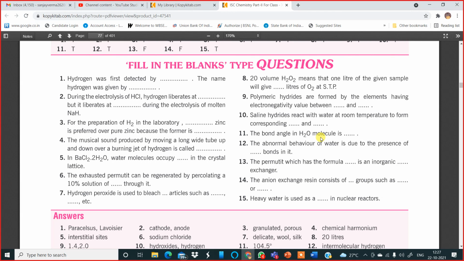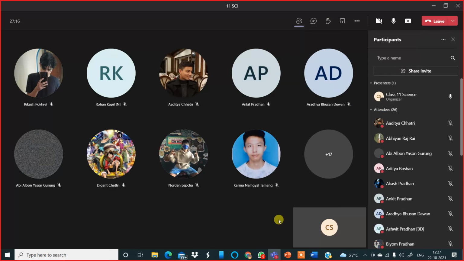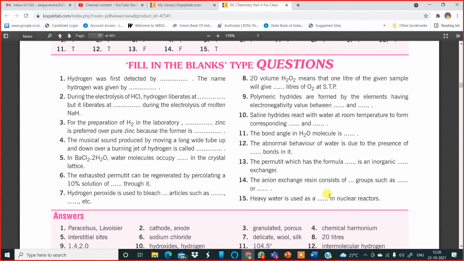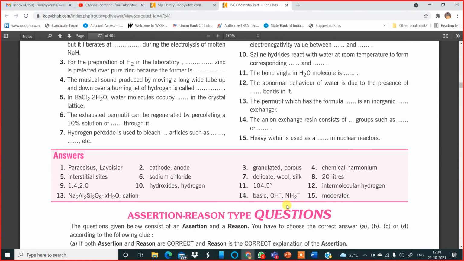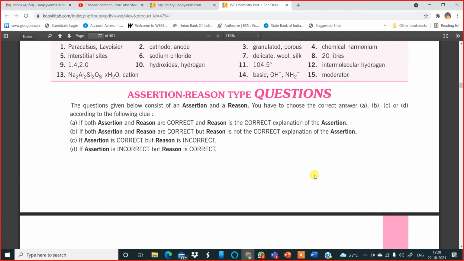Yes, Aditya Chetri. What is the bond angle in water molecule? Yes, it is 104.5 degrees. So that is how you are going to solve these questions. It's number 11, and it is given as 104.5 degrees. And there are some assertion reason type questions.